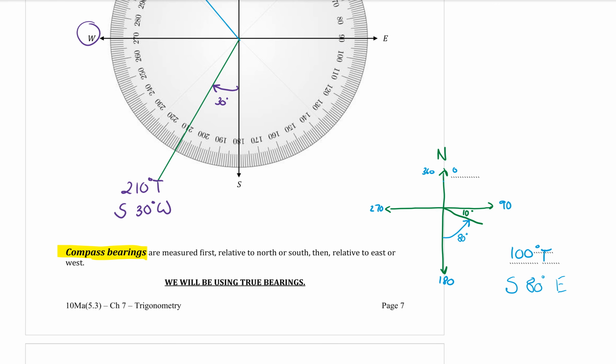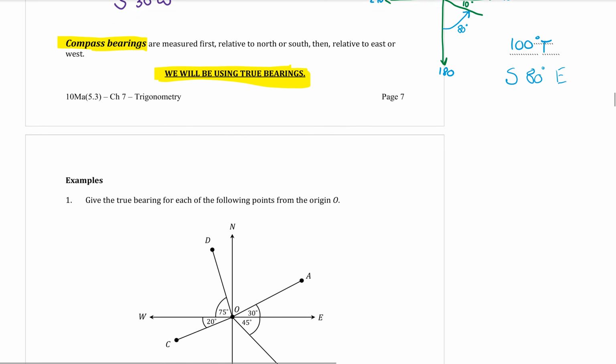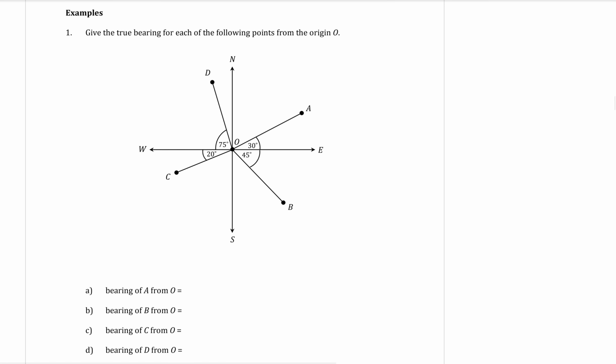All right, now that is an explanation of true bearings and compass bearings. However, it does say down the bottom here that in the majority of cases, we will be using true bearings most of the time. Okay, so that is the main one to focus on. So on the next page, these are the examples. Give the true bearing for each of the following points from the origin, which is called O. So we have a whole bunch of little lines coming out of our compass there. We're going to do them in alphabetical order.